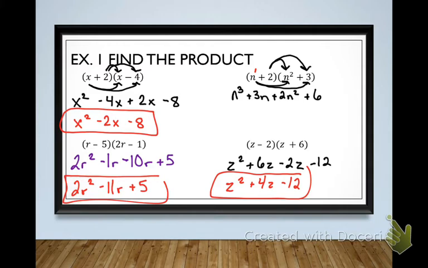However, this answer is not in its final format. Can anybody tell me why? William? Yes, it's supposed to go descending in order. So which one comes first? N to the third power plus what? 2n to the second power plus 3n plus 6.